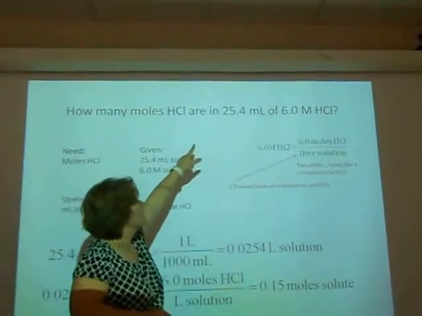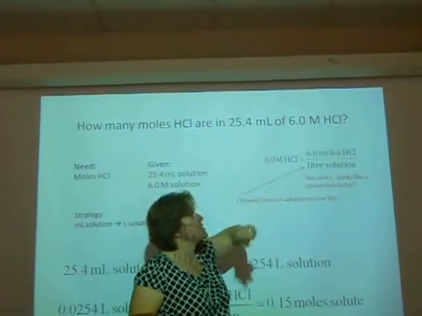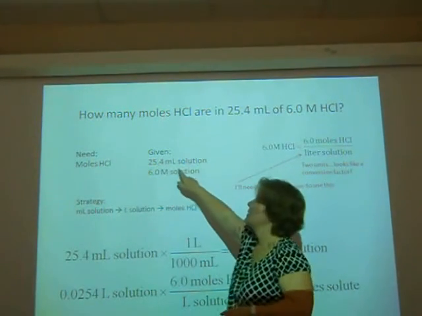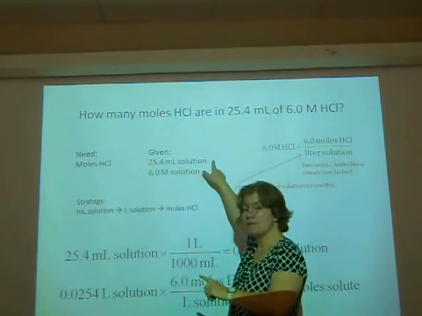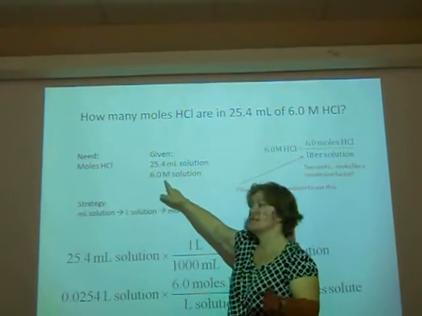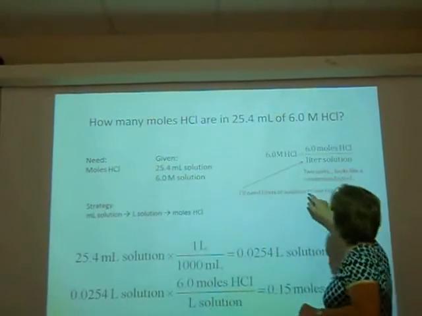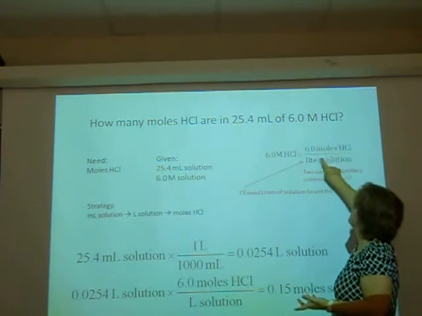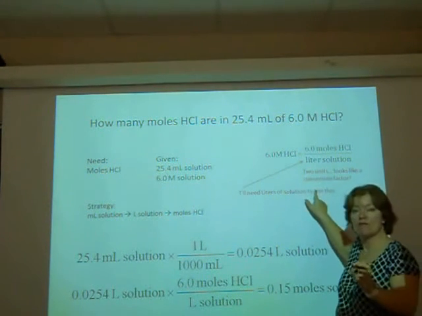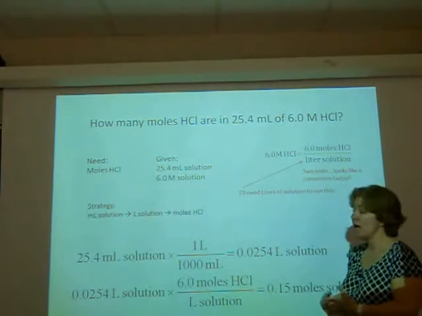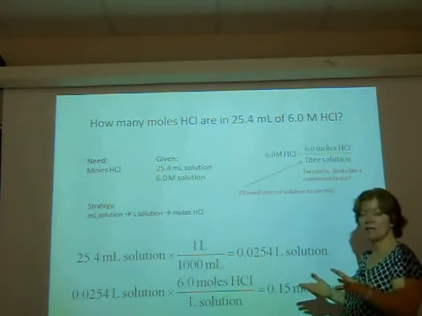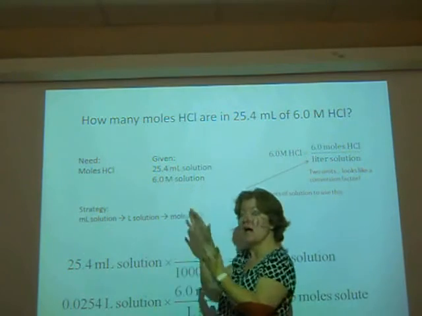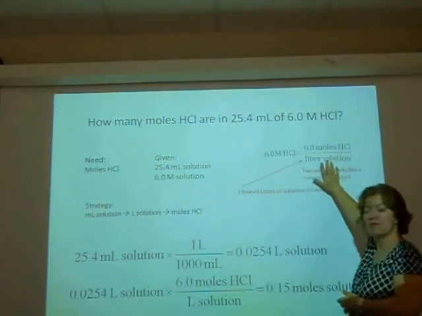How many moles of HCl are in 25.4 milliliters of 6.0 molar HCl? Let's strategize this one. I need moles of HCl. I'm given the volume of solution in milliliters. I'm given the molarity. And I know molarity, 6.0 molar HCl, could be written as 6.0 moles of HCl per liter of solution, so that could be a conversion factor. I can use molarity as a conversion factor. I could also use the molarity equation and plug in the two things that I know. I know the molarity and the volume of solution, and if I convert this to liters, I can solve for moles. I'm going to use the conversion method.